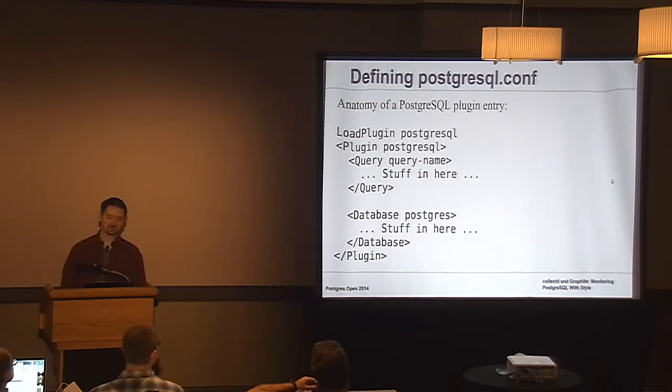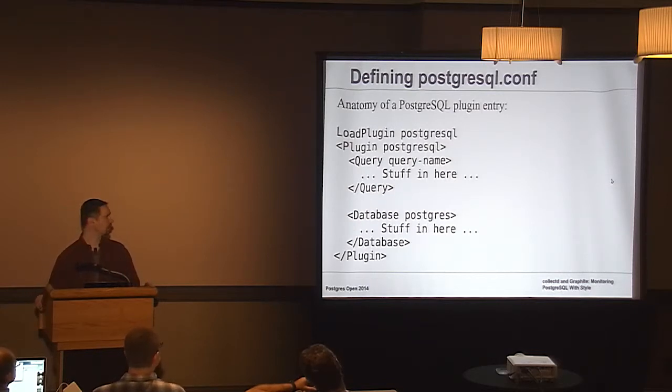So this is basically what a Postgres plugin will look like. You load the plugin, and in your pseudo XML, it's not really XML obviously, because you've got bare keywords in the middle of the data. But basically you can set as many queries as you want in the little query blocks, and you can set as many databases as you want in the database section.